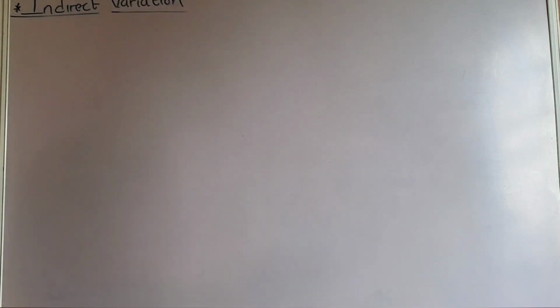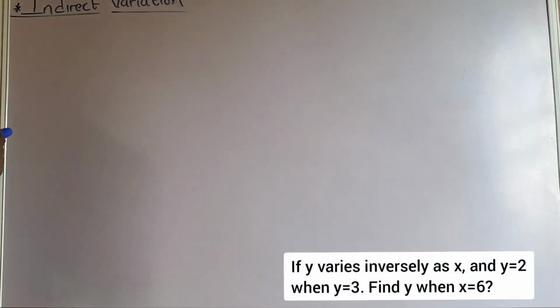Another name for indirect variation is inverse variation. Are you getting what I'm trying to say? Now let's look at question number 1. If y varies inversely as x and y equals 2 when x equals 3, find y when x equals 6.